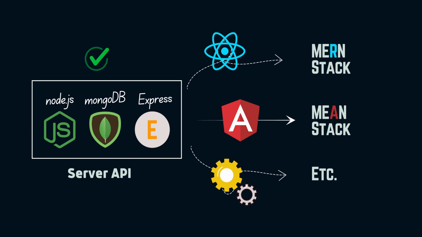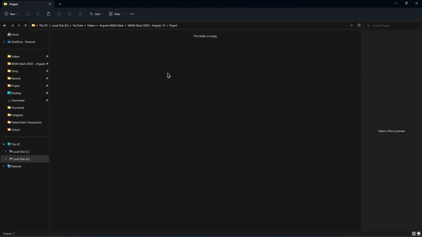So instead of combining them into one video, I found this is much better. Hope you understood. So in this video, we are adding a client side for the existing server side API and it becomes a MEAN stack application. Alright, now let's go ahead with this Angular frontend and get started with building it.